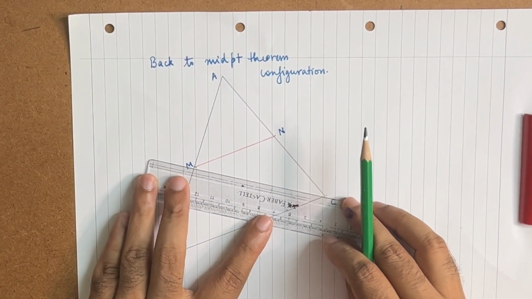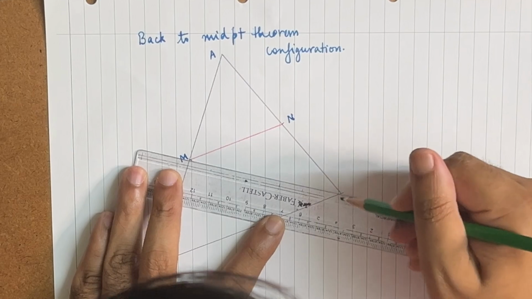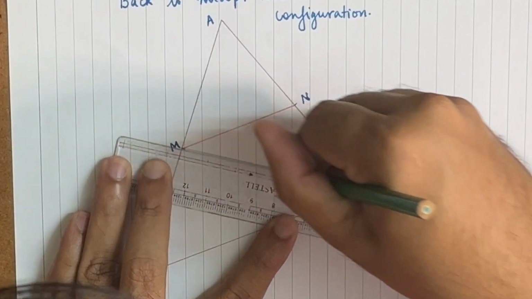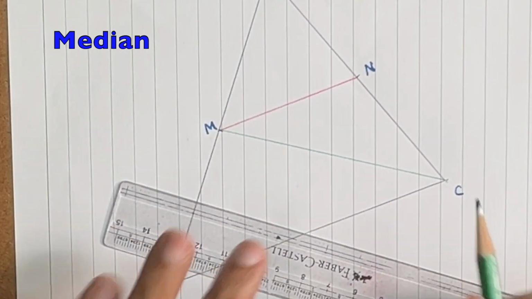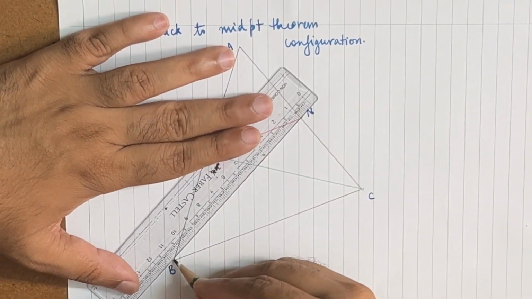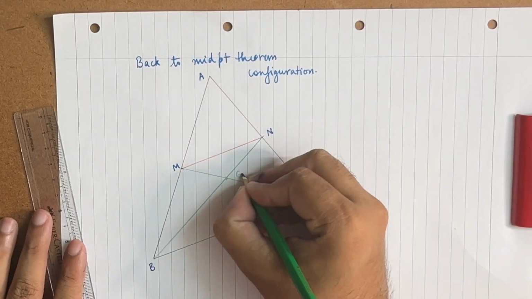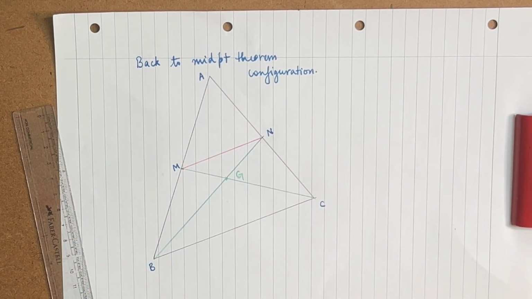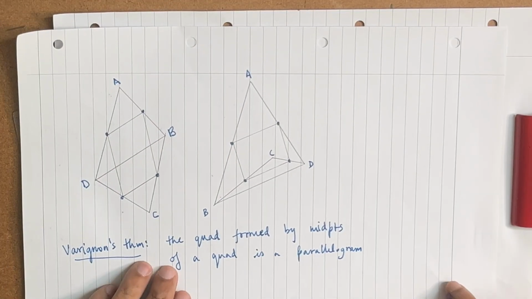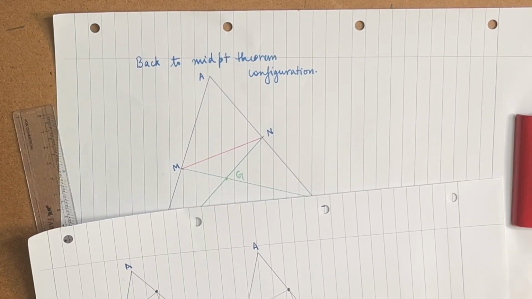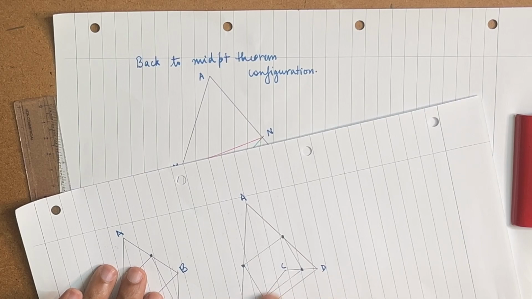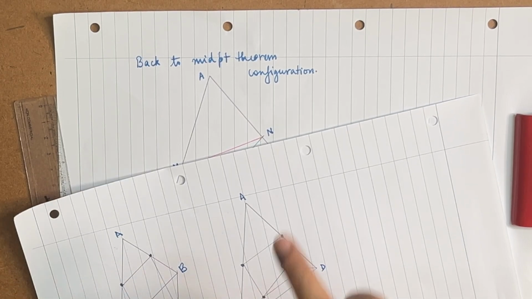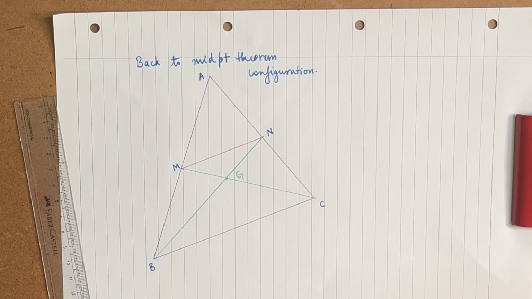Join C to M. Let's join the new line here from C to M. By the way, the line joining the vertex to the opposite midpoint is called the median. Supposing these two medians intersect at a point G. Now, remember Varignon's theorem? Look at this drawing and look at this drawing. Here also you have a triangle inside, just like this one. And that suggests that we can place this observation back into this problem.